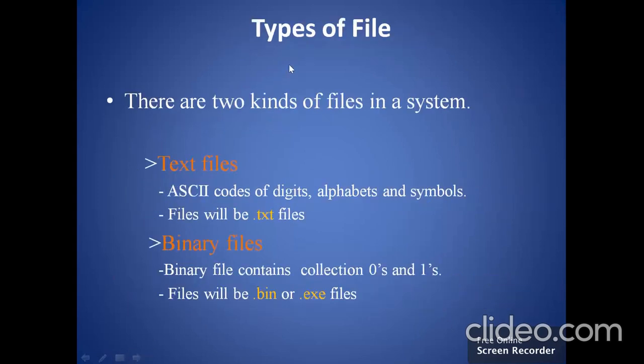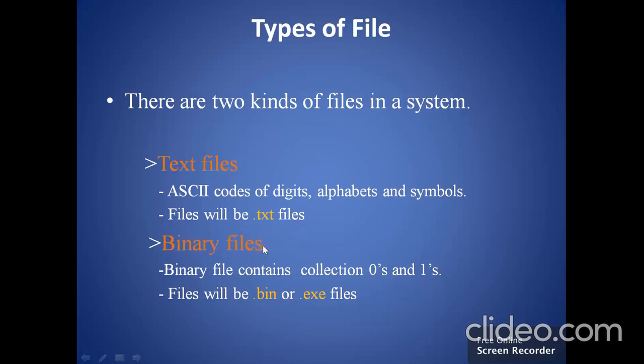Next is the types of files. There are two kinds of files: text files and binary files. Text files contain the ASCII format of data. In text files, the ASCII codes of digits, alphabets, and symbols will be present. In the case of a text file, the files will be saved as .txt files.